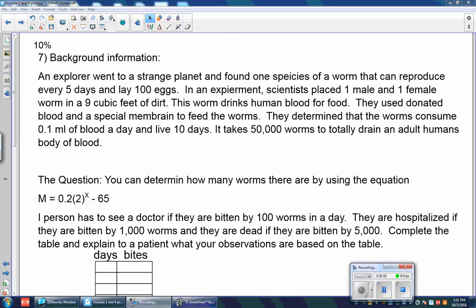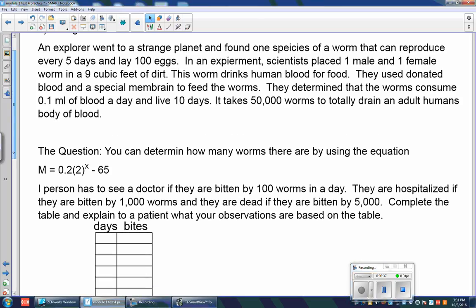An explorer went to a strange planet and found one species of worm that can reproduce every 5 days and lay 100 eggs. In an experiment, scientists placed one male and one female worm in 9 cubic feet of dirt. This worm drinks human blood for food. They used to donate blood, and a special membrane was used to feed the worms. They determined that the worms consume 1 milliliter of blood a day and live for 10 days. It takes 50,000 worms to totally drain an adult human body of blood.